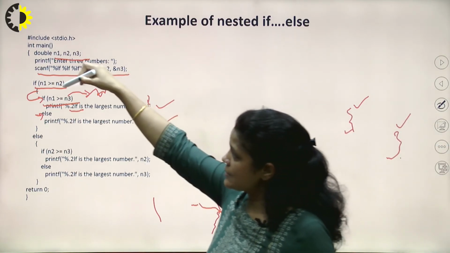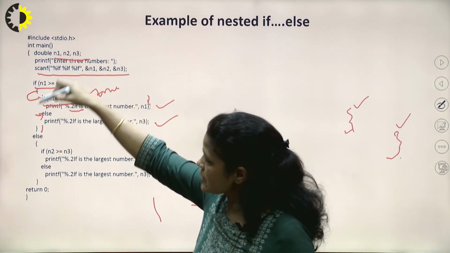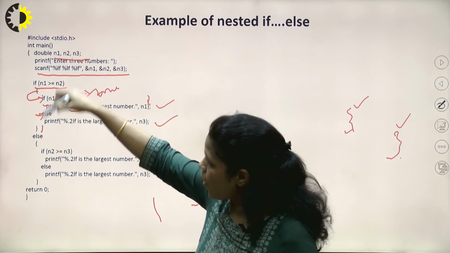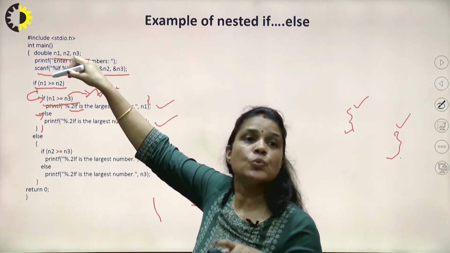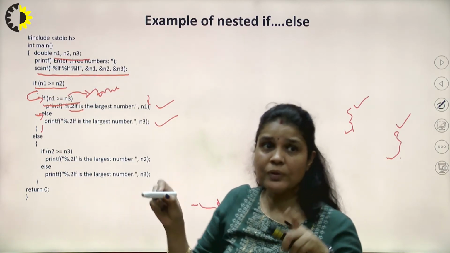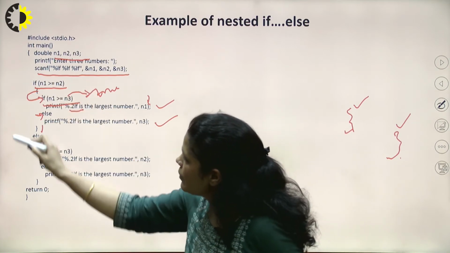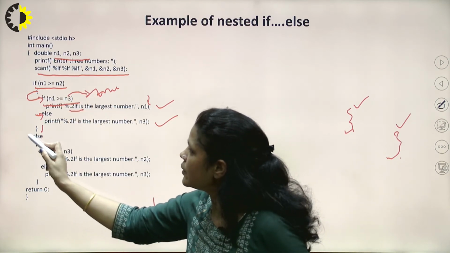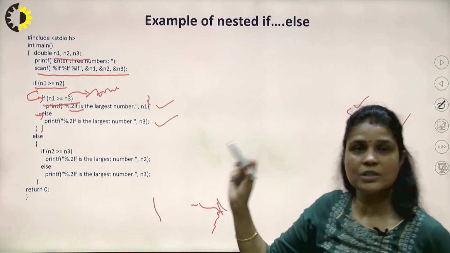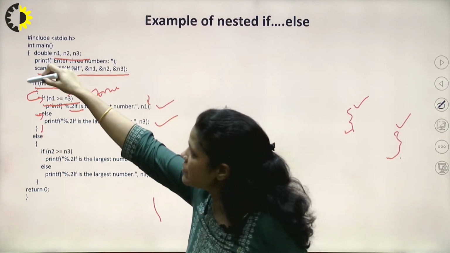We came inside this curly braces or this block when that condition was true. Now, what will happen if this condition is false? If this condition is false, we'll come here in the else part, the outer else part. This is the outer else part. This is the else part for this if statement.